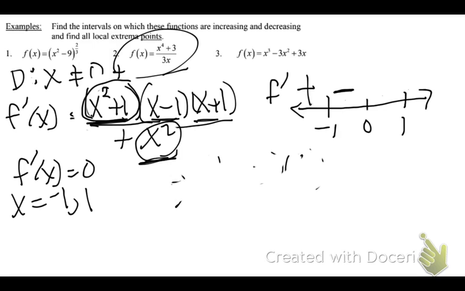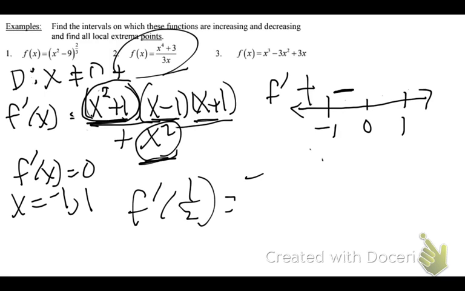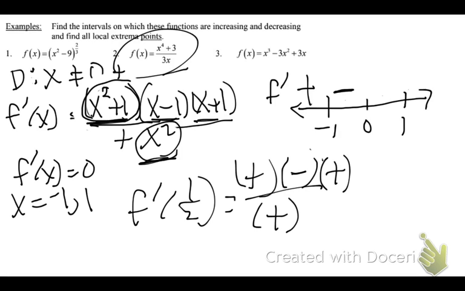All right, so let's look at a number between 0 and 1. So we'll do f prime of a half. My first factor is positive, my denominator is positive. 1/2 minus 1 is a negative. And then 1/2 plus 1 is a positive. So this goes from negative to negative. We didn't have a sign change, which means that I'm not going to have a max or a min at 0, which makes sense because that's where our original function was undefined. We have a vertical asymptote there.